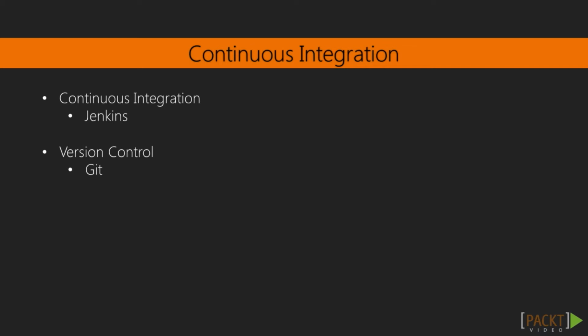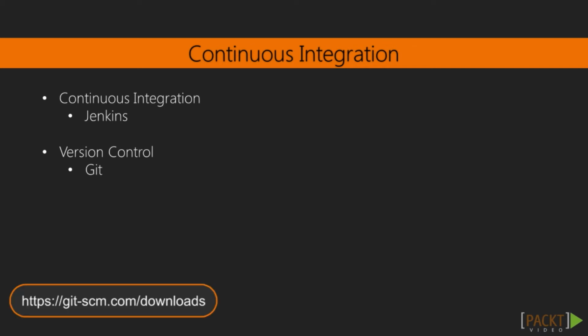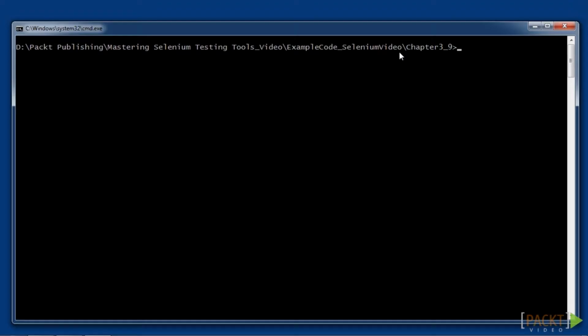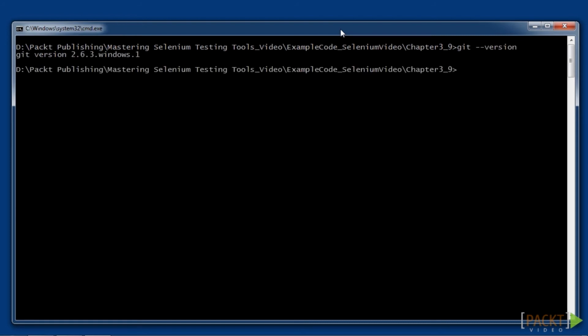We will start with placing the example under version control. Make sure you have installed Git. I have downloaded Git from git-scm.com/downloads and installed it successfully on my Windows machine. Open command prompt and go to the project directory. Execute git --version to verify the Git installation. It looks okay.